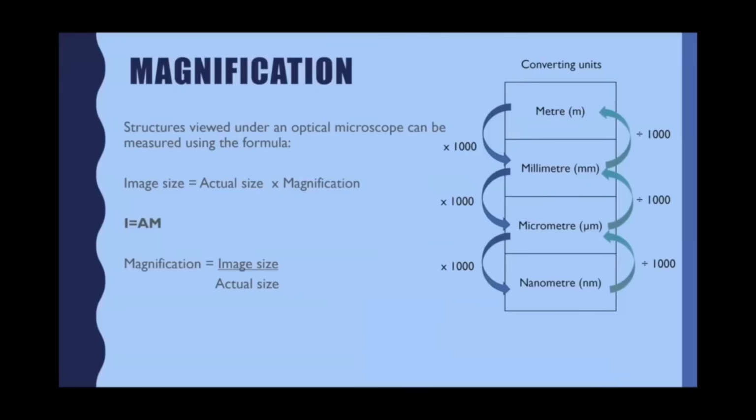Magnification is one of the math skills linked to microscopes, and it's used with optical microscope images. So the formula, again, straight from GCSE: image size equals actual size times magnification. Now I've deliberately written it this way rather than as the magnification formula because I think this is the easiest way to remember it: I am. So I being image, A is the actual, M is the magnification. And then once you can remember I am, you can rearrange the formula to work out magnification or actual size.